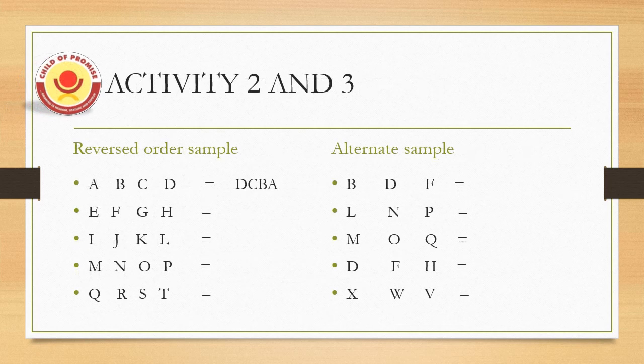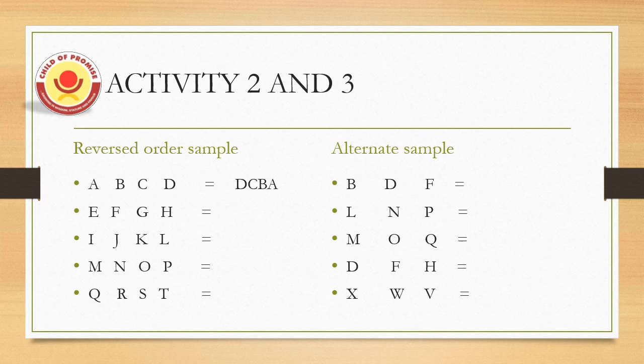That brings us to the reversed order sample and the alternate sample. So in activities 2 and 3, we see the reversed order. Can you see A, B, C, D? Then instead of picking it in the normal ascending order, we reverse it.